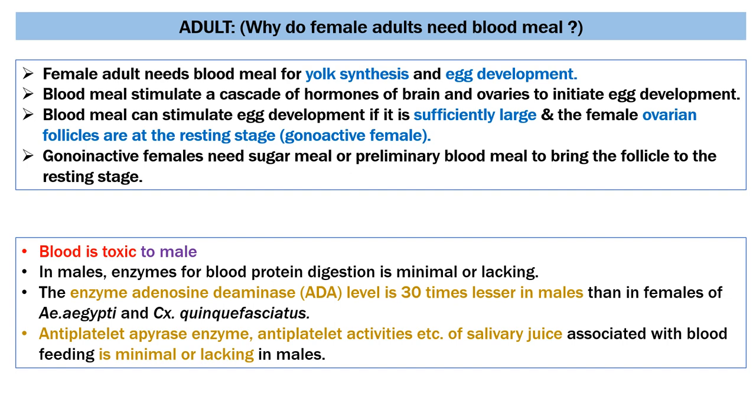Antiplatelet apyrase enzyme, antiplatelet activities, etc. of salivary juice associated with blood feeding is minimal or lacking in males. Structurally also, mandibular stylet of males is shorter than the female, that make the fascicle difficult to suck the vertebrate blood in case of males.